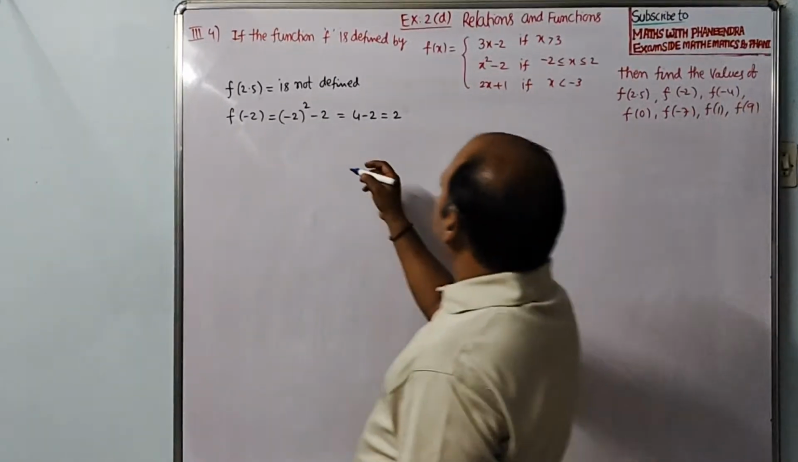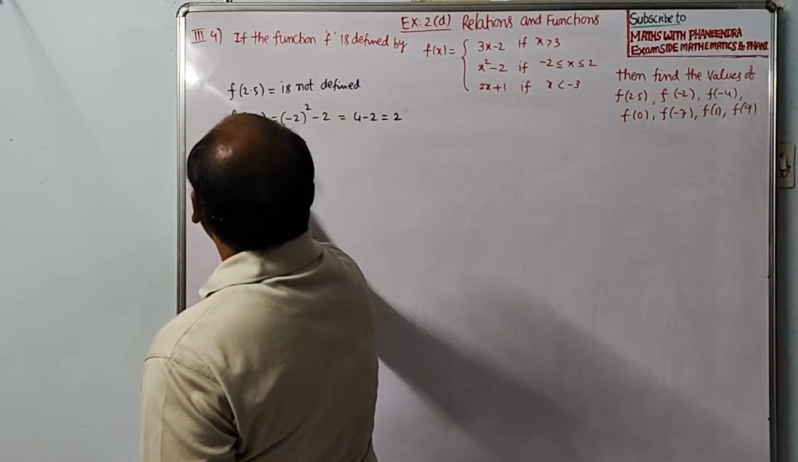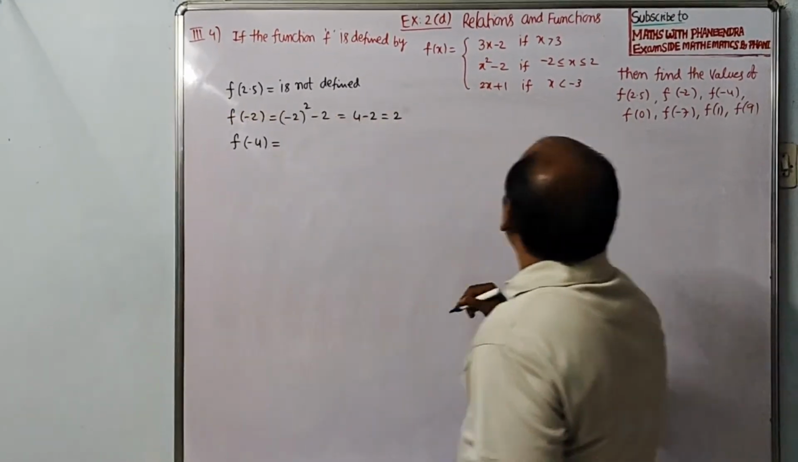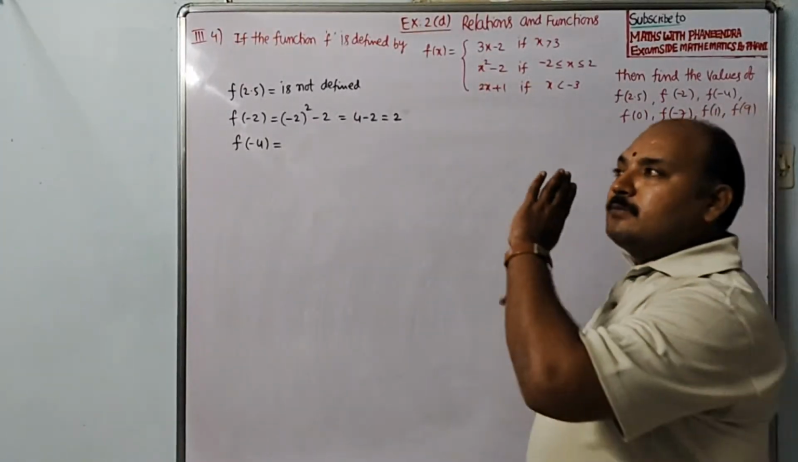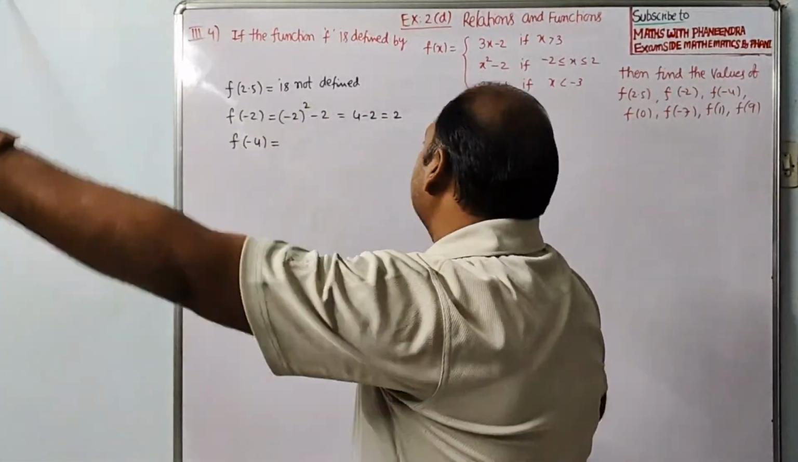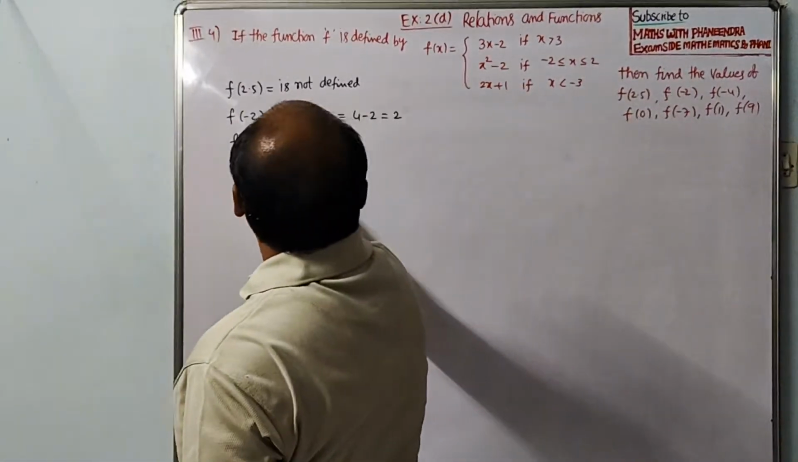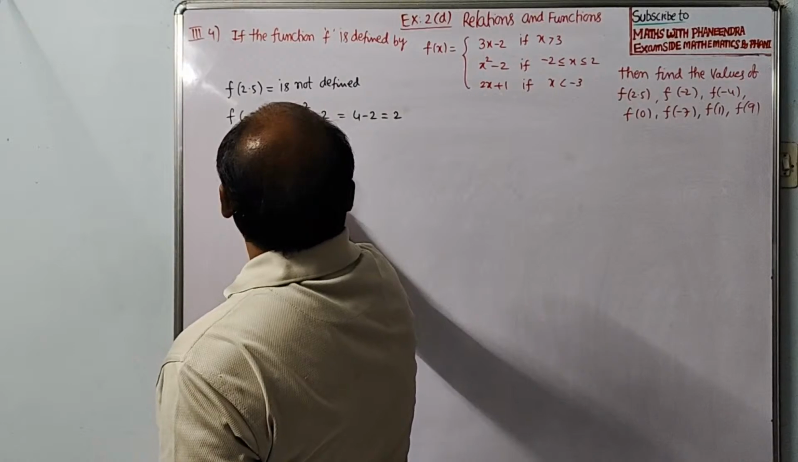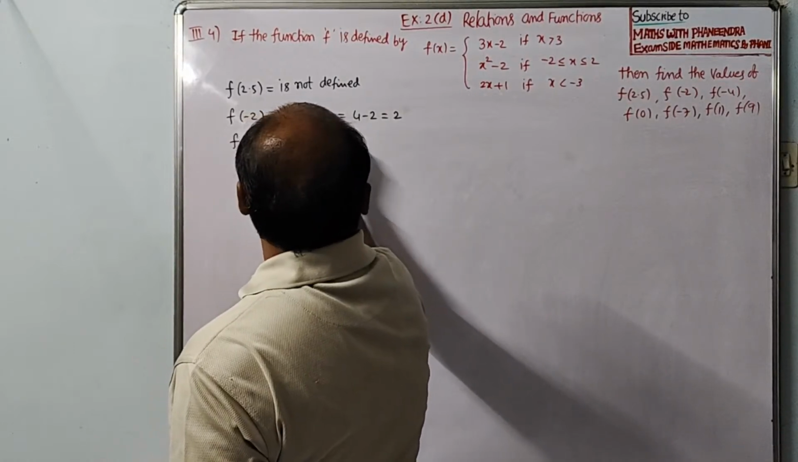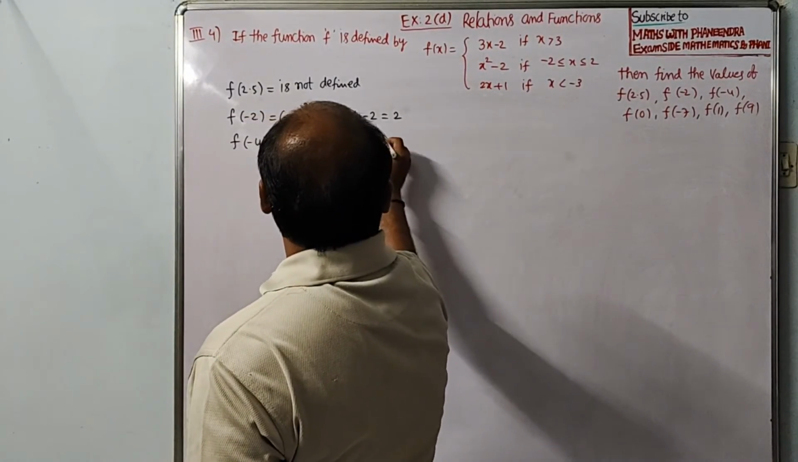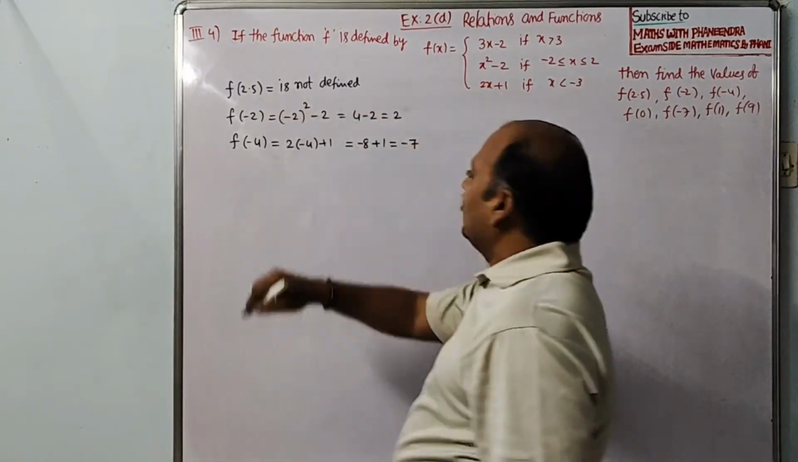Next, f of minus 4. If x is less than minus 3, it means minus 4, minus 5, minus 6 and so on. So for this function, 2 into minus 4 plus 1, minus 8 plus 1, which is equal to minus 7.